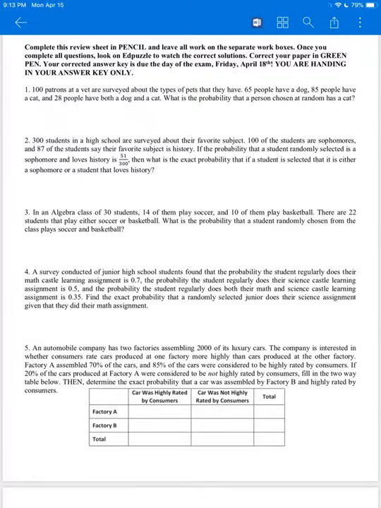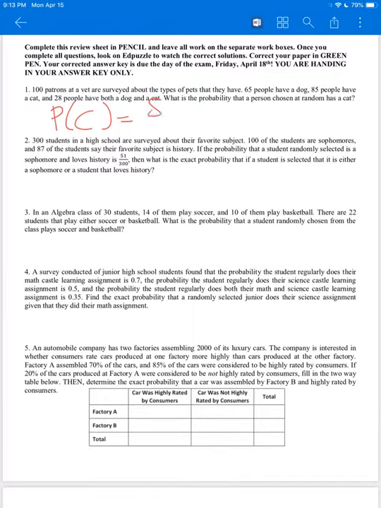So for number 1, 100 patients, 100 patrons at a vet, 65 have a dog, 85 have cats, and 28 have both. What is the probability that the person chosen at random has a cat? This is what you are going to overthink because there's nothing for you really to do here. The probability that they have a cat.